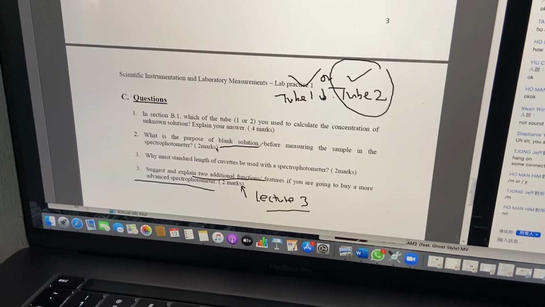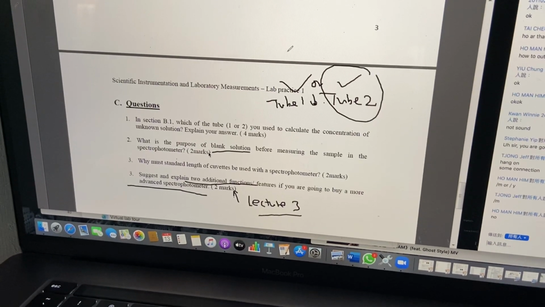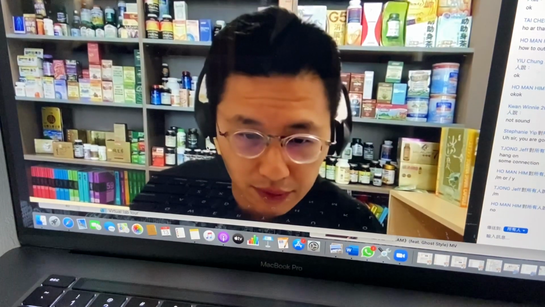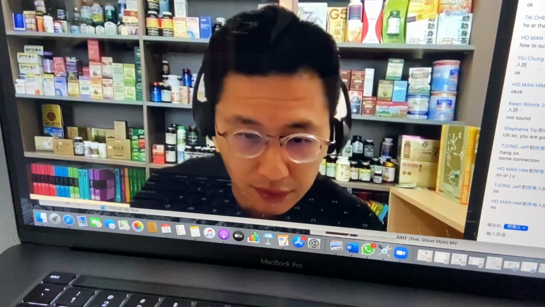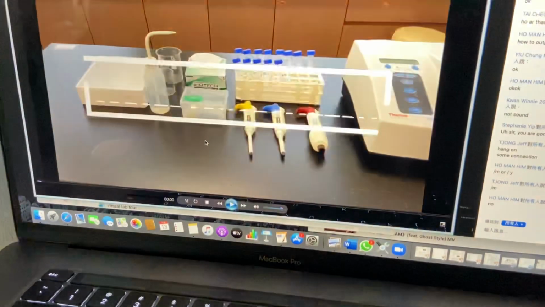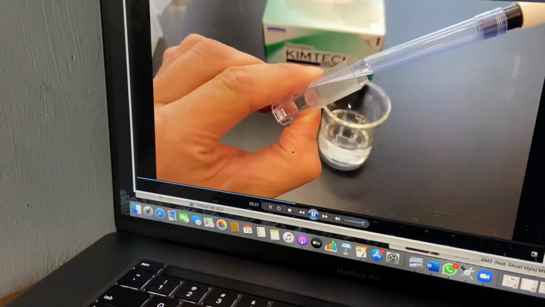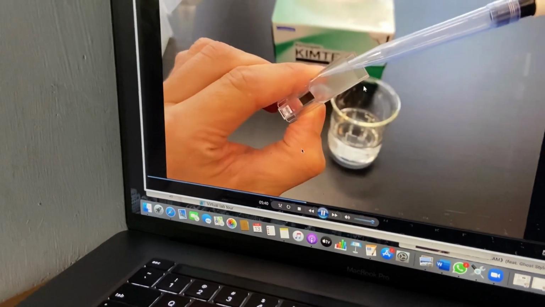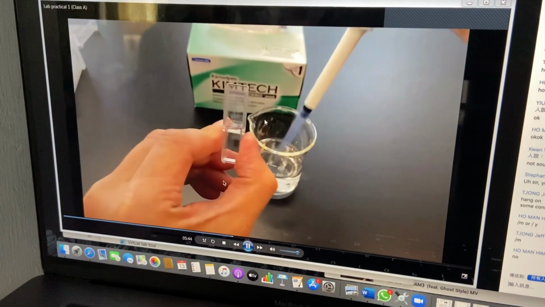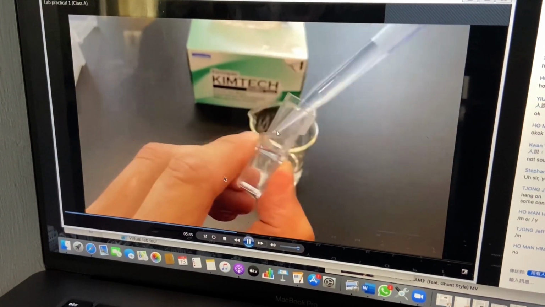Second, the blank solutions. Remember the video I showed you? Let me just show you the video. I just fast forwarded the video. This is a blank solution, and you do it once, zero it, and you need to do it every time. So you need to blank it. So this is question 2, why you need to blank the solutions.